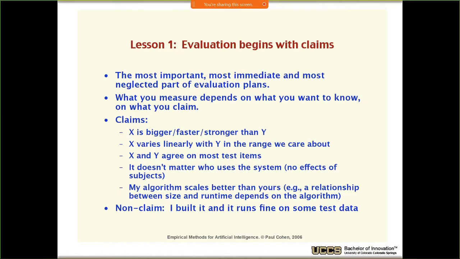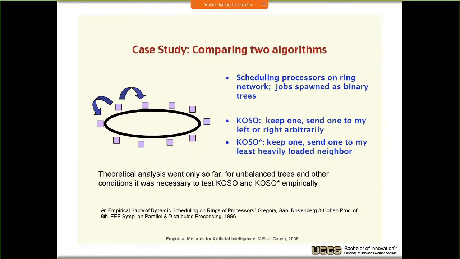So let's look at a case study. We're going to go through 2, but we'll start with this one. Comparing 2 algorithms. So this is a straight up standard computer science thing. This is not actually AI, but it makes a nice simple example. 2 algorithms, 2 processes, right. So this is a simple task.